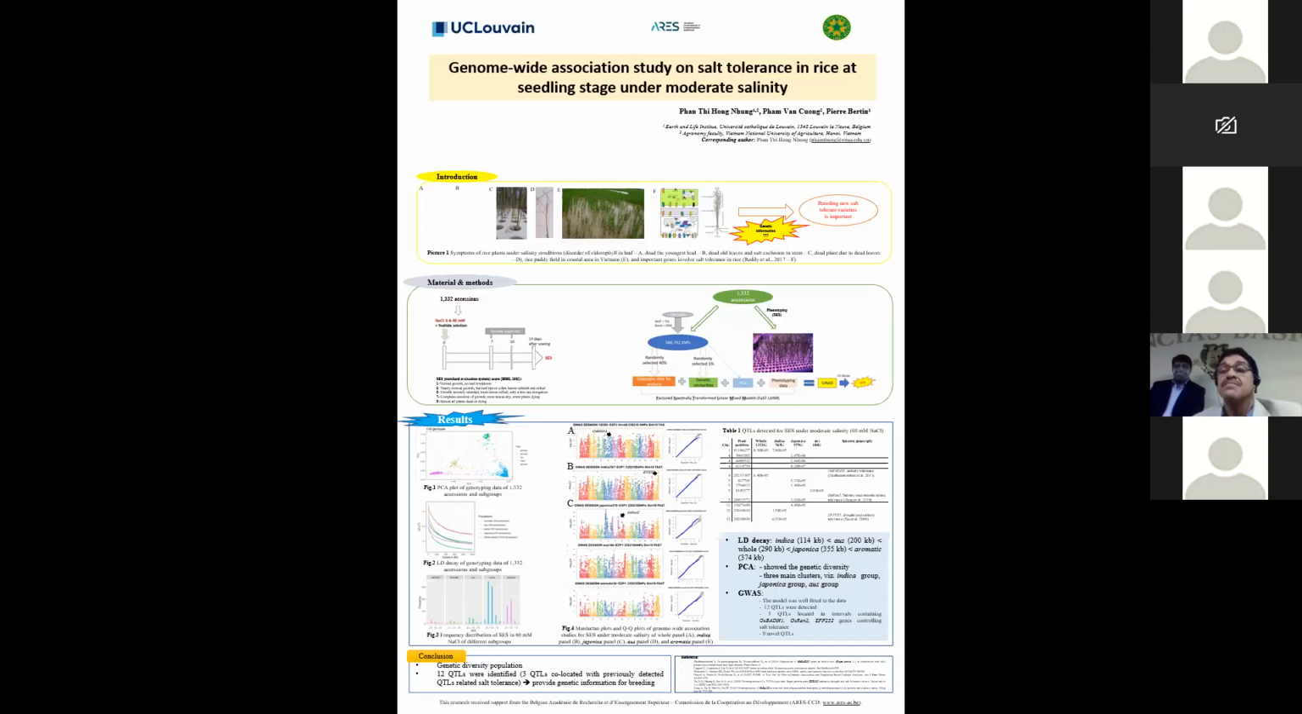And the right side is the table about the QTLs detected, with more information about the 12 QTLs, including chromosome column, peak position column, and the next is the whole population, indica, japonica, aus, because we didn't see any QTL in the aromatic population, so I didn't put it here. And the right column is about the information of 3 genes.